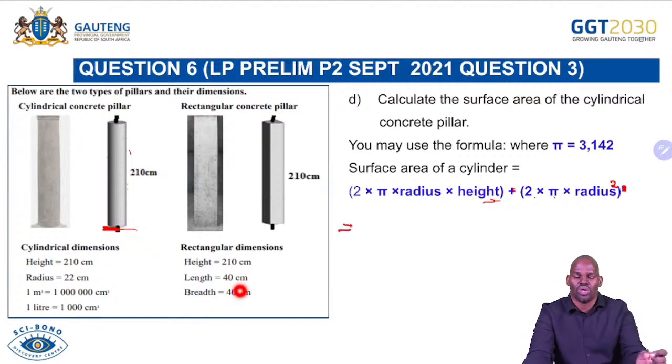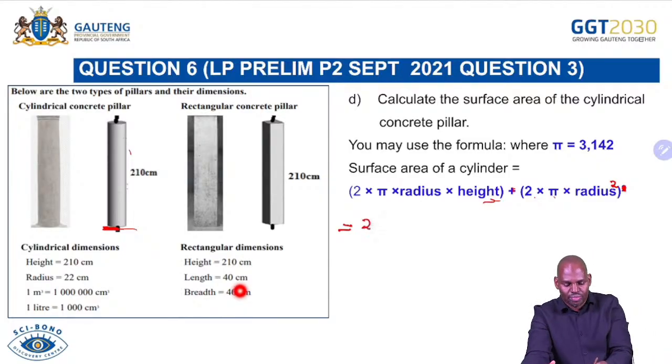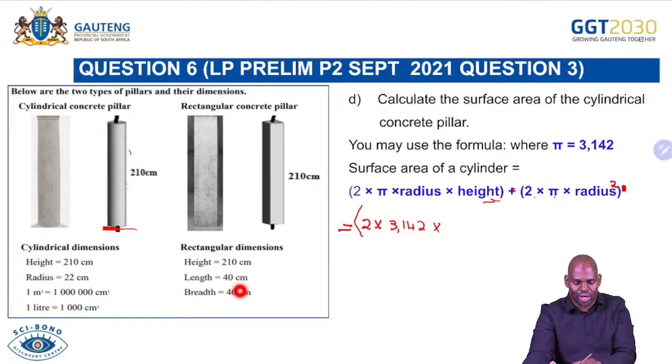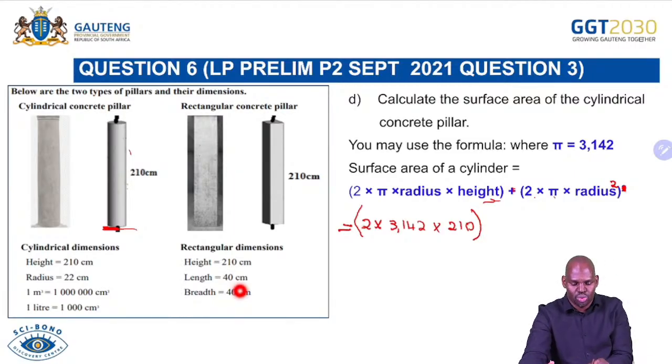We say equals to surface area of a cylinder. It's open bracket, or let's just say 2 times 3.142 times the height, which is 210. And then now we can close the bracket. We have substituted everything there. 2 times 3.142 times 210.